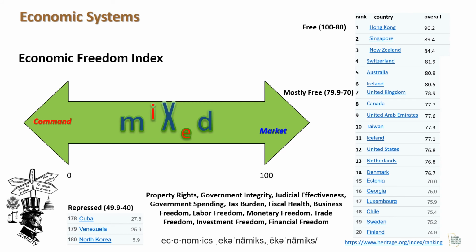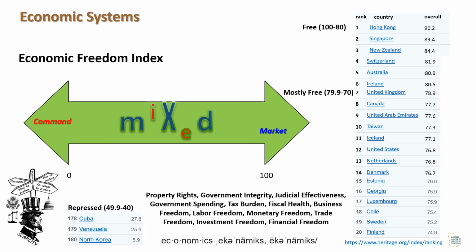As we go through, we're going to talk a little more about these economic systems, but I want to give you an idea. We talked about this Economic Freedom Index, and the Heritage Foundation did a study a number of years ago that rated countries from number 1 all the way to 180 on the level of economic freedom, with 100 being completely free. From 100 to 80, they were free. From 79.9 to 70, they were mostly free. And then it went all the way down.